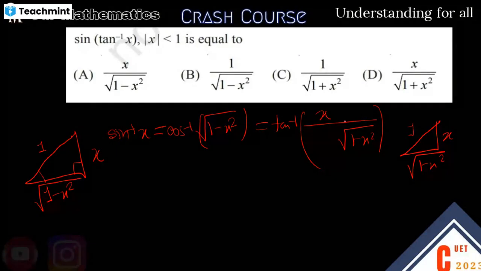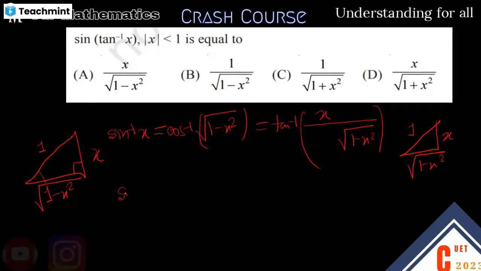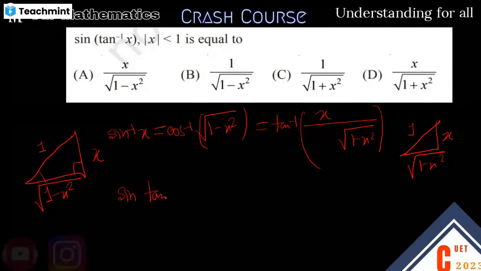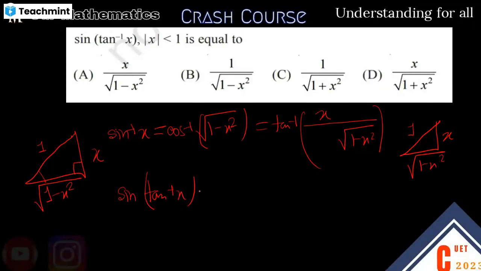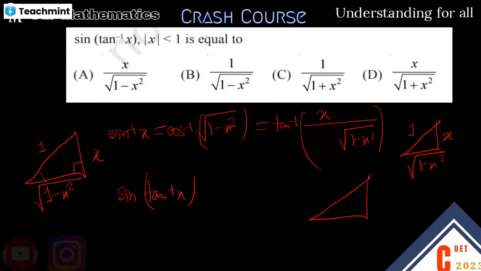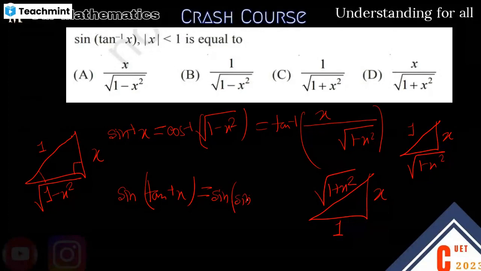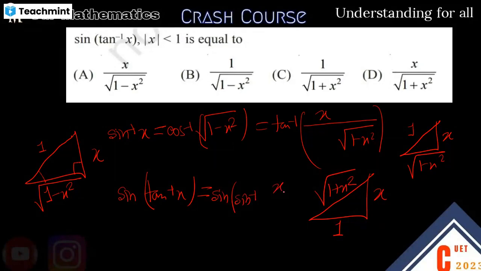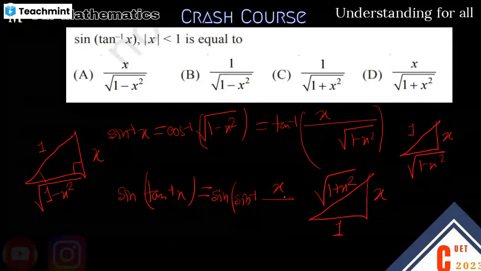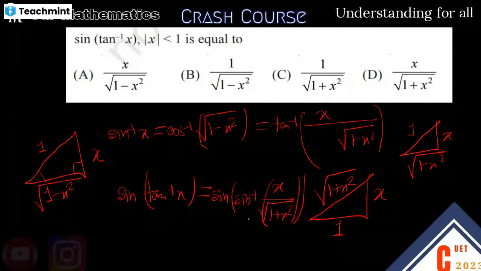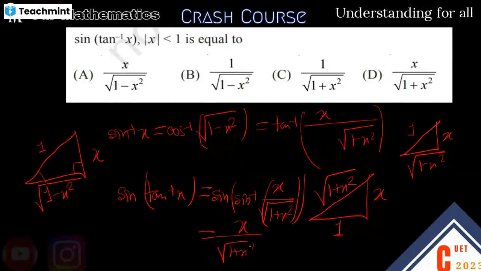Now tan inverse x is given. That means we have to find what this is equal to. Okay, tan inverse is x. That means this is x, this is 1, and what will it become? It will become root over 1 plus x square. That means this is equal to sine of sine inverse of perpendicular by hypotenuse, x by root over 1 plus x square.